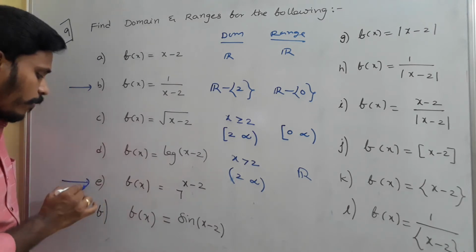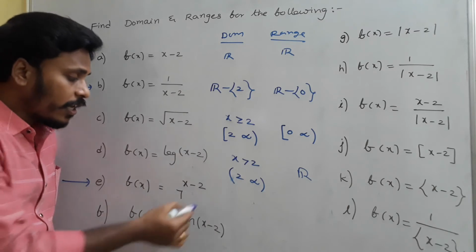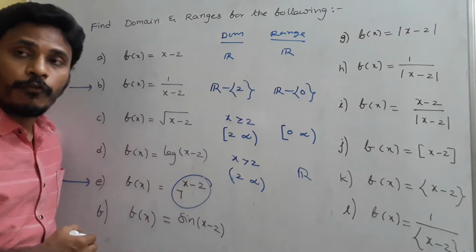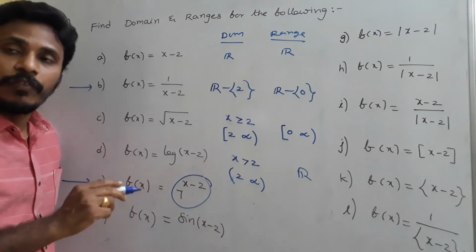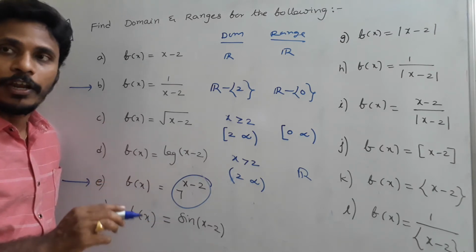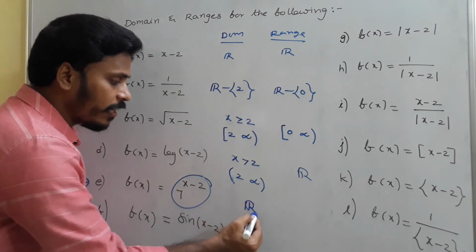Just think about the next one. f of x is equal to 7 power x minus 2. As we discussed, if you have this type of exponential form, that power may be any real number, no problem. If it is 0 or a negative number, you won't get any confusion. So x may be any real value; the domain is all real values.